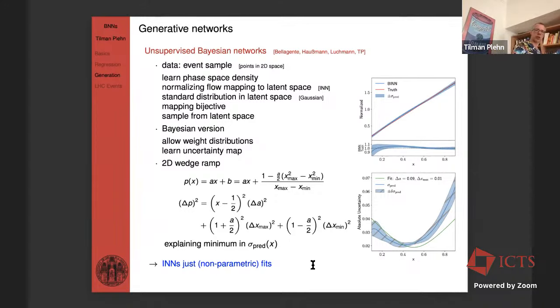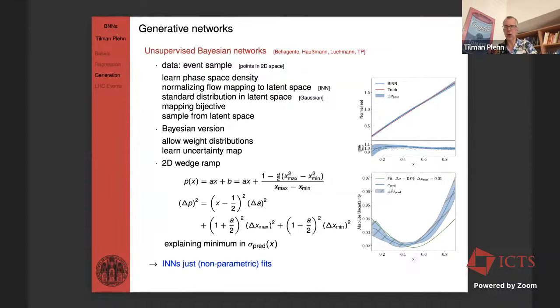The last thing I want to show you is something that I think in my group we introduced for the first time, and that is a Bayesian version of generative networks. Normally in machine learning, uncertainties on generative networks are simply not the thing that most people are concerned with, to be fair, right? They don't really care. ChatGPT uncertainties are not the leading question, right?